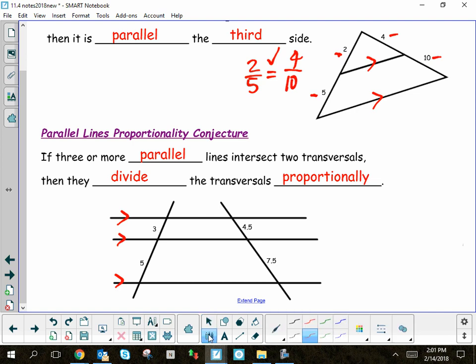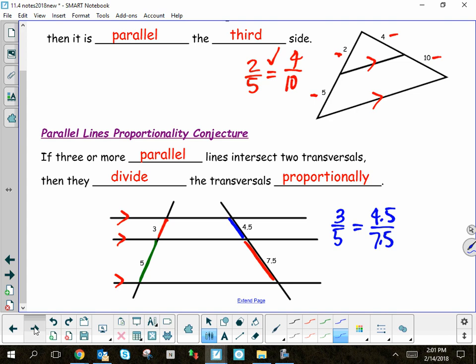So this part right here is a 3. That 3 corresponds to this 5. And it should correspond the same way over here. That 4.5 should correspond to this part down here. So the way this ratio would work out, 3 is to 5 as 4.5 is to 7.5. And so if you reduce that, that is 3/5.